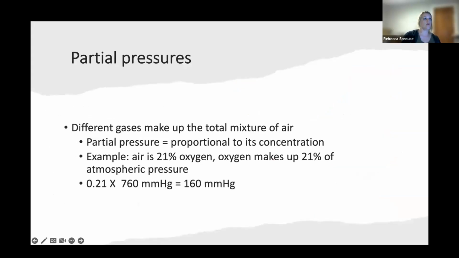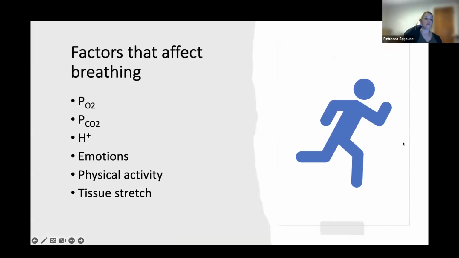Okay, so we know that gases move from a higher to a lower pressure. Different gases make up the total mixture of air. We call that partial pressure. And so we know that air consists of nitrogen, carbon dioxide, oxygen, and they each have a partial pressure. Air is 21% oxygen. So if we take 0.21, which is 21% as a decimal, times the pressure of atmospheric air, which is 760, the partial pressure of oxygen is 160 millimeters of mercury. We could do that for all of the other gases that make up the air. That's partial pressure. Keep that in mind.